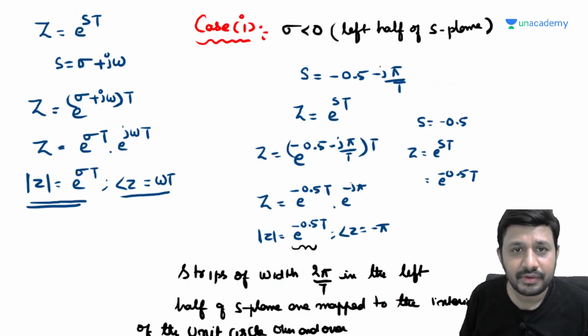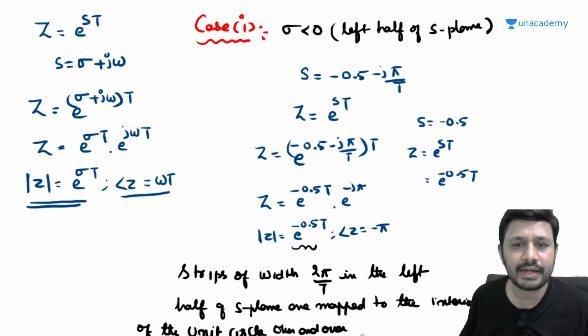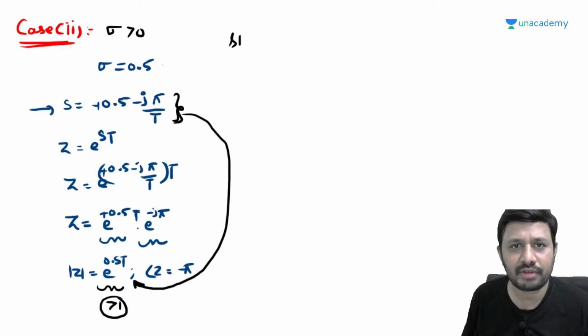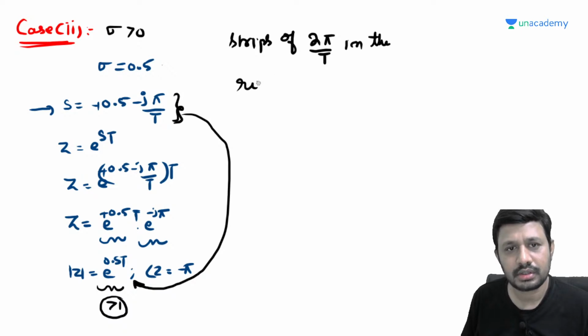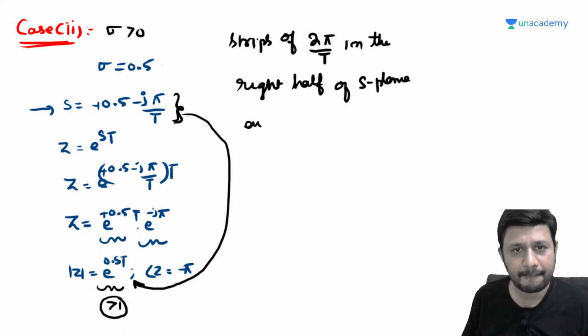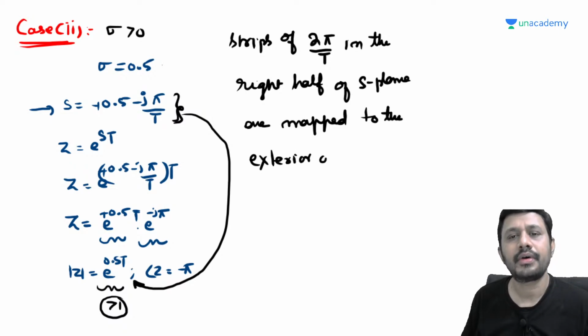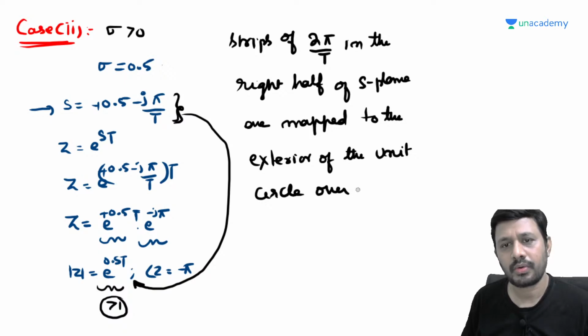So what is the statement you are going to give? What is the statement we gave in the second case? Strips of width 2 pi by t in the left half of S plane are mapped to the interior of the unit circle. Right half of S plane, strips of width 2 pi by t, what is that you are going to give? In the right half of S plane are mapped to the exterior of the unit circle. How many times? Infinite number of times, over and over.